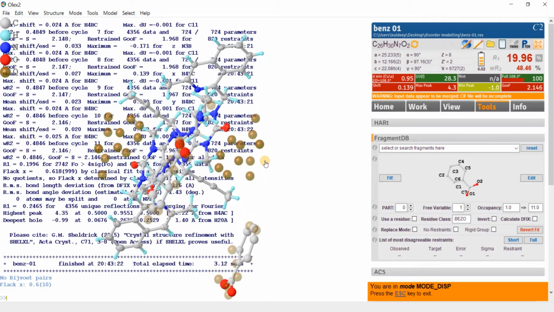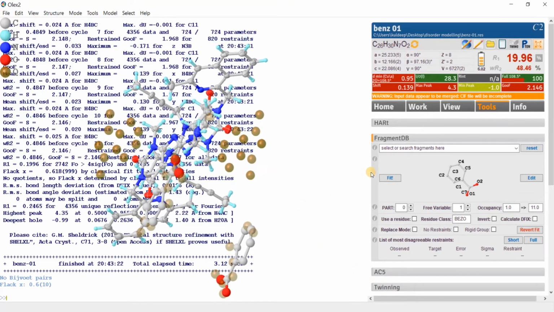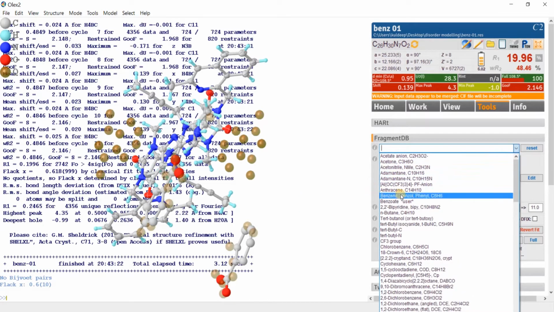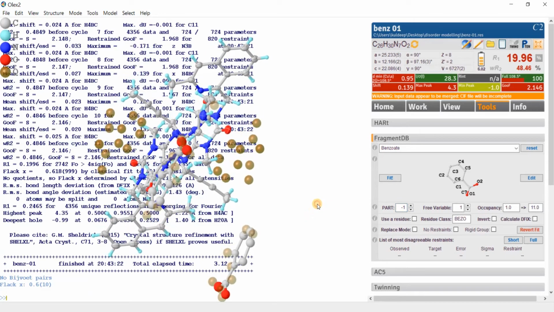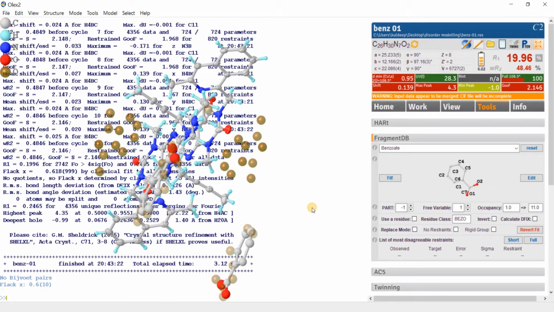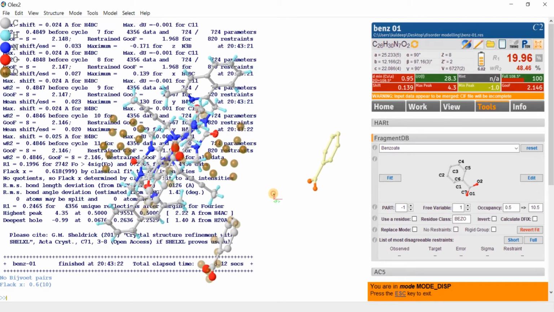So let's model this benzoate molecule using the FragmentDB. Okay, so what I have to do, I am again going to the benzoate, and here I am using part -1, because the disorder is about the crystallographic two-fold axis. So we need no part 1 and part 2. We need only part -1, and occupancy is only half because the disorder is about the two-fold axis. Now I have pressed this button fit, and I have to fit the molecule.